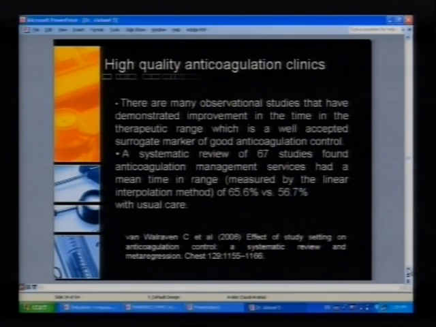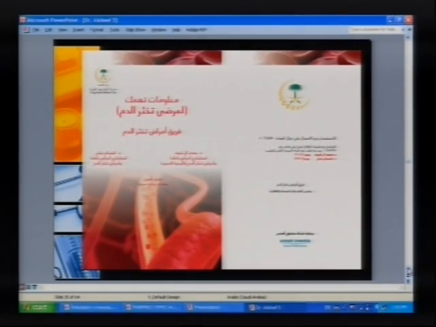And this is a high quality anticoagulation clinic. It's been tested, and there are many observational studies that have demonstrated improvement in the time in therapeutic range, which is a well accepted surrogate marker of a good anticoagulation clinic. And this is a systematic review of 67 studies that found that time in therapeutic range was improved from 56.7 to 65%.